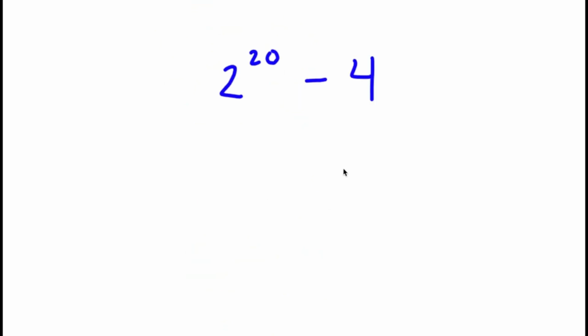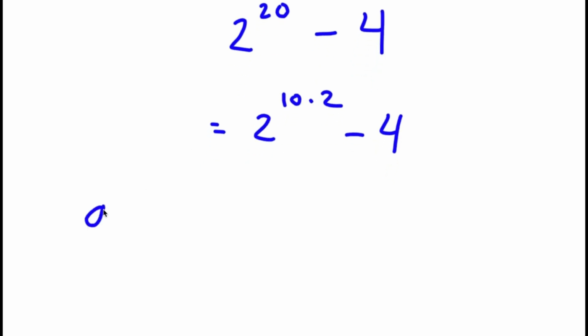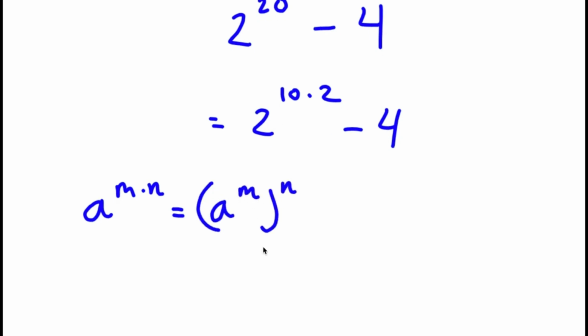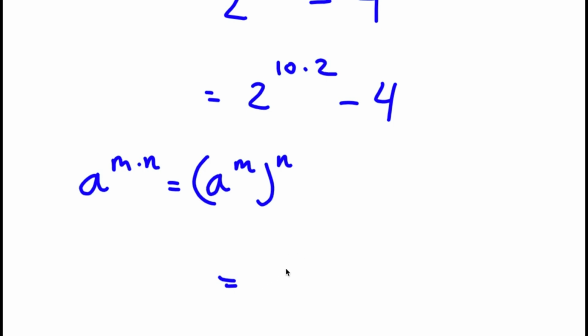Alright guys, so in this problem, I have 2 to the power of 20 minus 4. So I'm going to first start by rewriting 2 to the power of 20 as 2 to the power of 10 times 2. So I have 2 to the power of 10 times 2 minus 4. Now, if I have something in the form a to the power of m times n, this is equal to a to the power of m, to the power of n. So 2 to the power of 10 times 2, we can rewrite as 2 to the power of 10, to the power of 2. Now I have this minus 4.